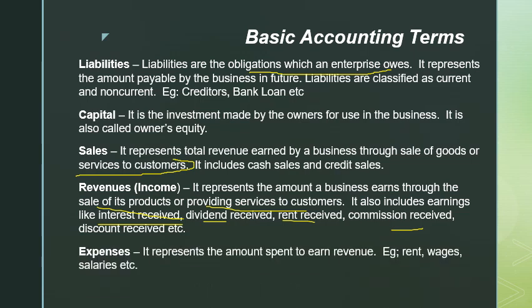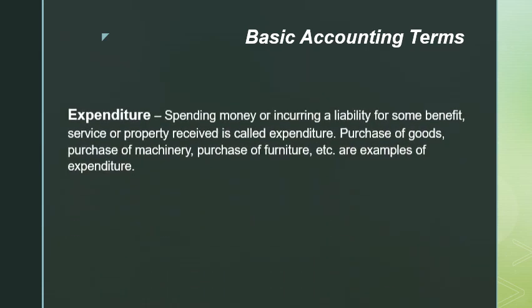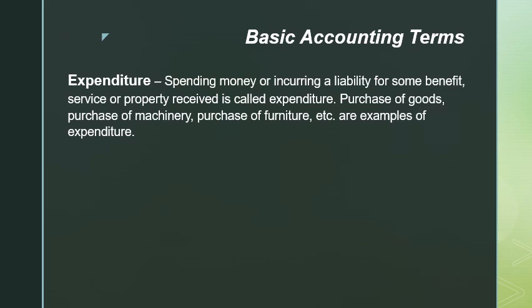Then expense. It represents the amount spent to earn revenue. The amount spent to earn revenue is termed as expense. Example, rent, wages, salaries, etc. Then expenditure. Expenditure refers to spending money or incurring a liability for some benefit, service, or property received. So expense and expenditure are different. Expenses are short term and incurred for less than 1 year, and expenditure refers to spending of money whose benefit will be available for more than 1 year. For example, purchase of machinery, purchase of furniture, etc.